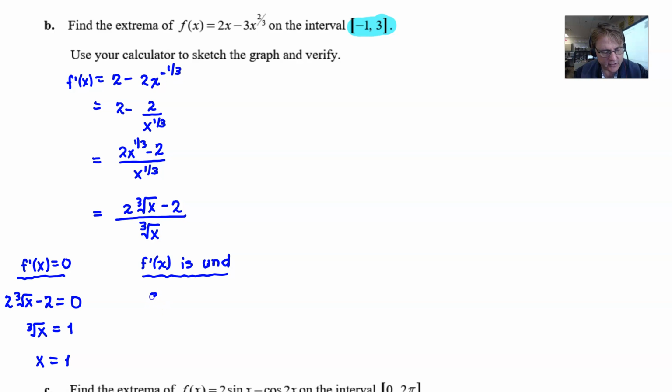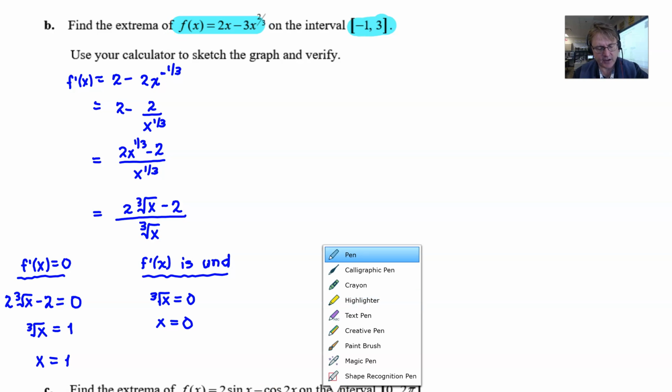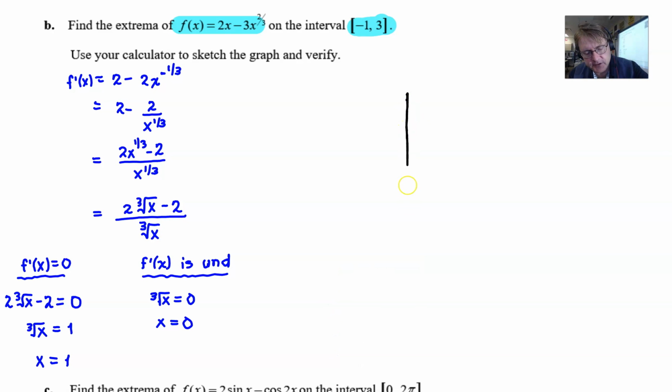And then as far as our derivative being undefined, the cube root of x is 0 whenever x is 0. And once again, that is a value on our interval, so we're going to use it as well. I want to highlight this f of x so that we don't forget that it is our function that we want to plug things in for when we build our table. And you'll start to see how similar this looks to the previous problem.